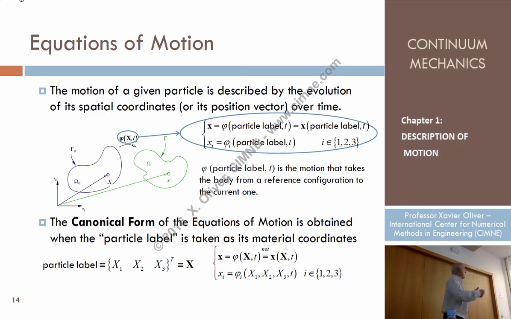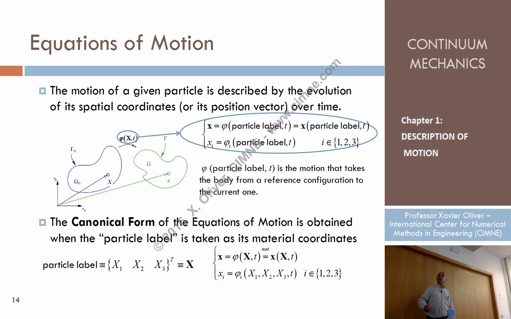That's the way that we are going to deal with the problem of providing equations of motion. So equations of motion in general are equations that provide the spatial coordinates of every particle identified by a label. There are many ways of doing that. The most specific is when the particle is given the label which is the three material coordinates of the particle and time. In that case, those equations of motion are called in canonical form.